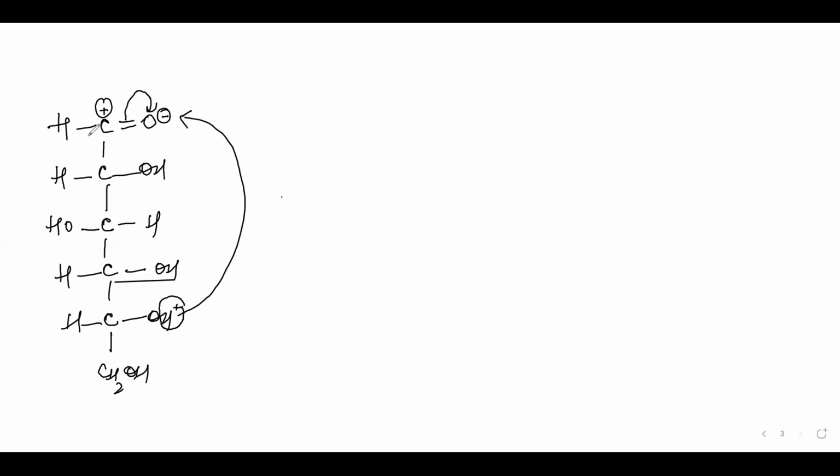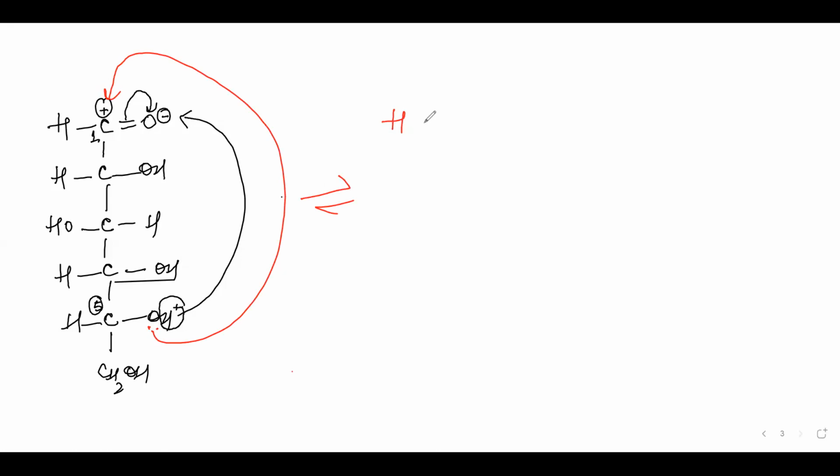Please try to understand. This is carbon number 1. This is carbon number 5. So the hydrogen of carbon number 5, as H positive, will go to the oxygen, and the remaining oxygen will attach with this carbon. So there will be a bond formed.